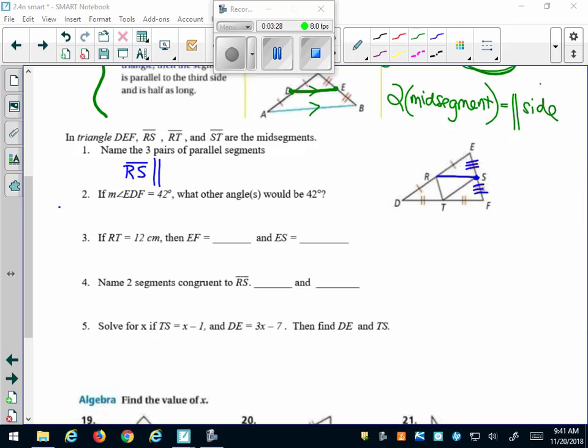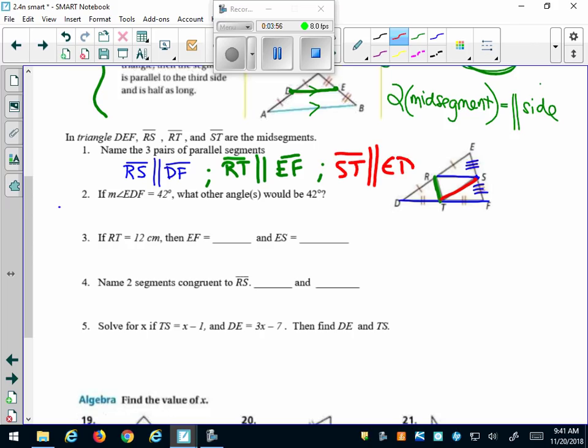RS is parallel to what? DF, right. Okay. What about RT? Parallel to what? EF. Good. And what's left here? ST parallel to ED. You guys see that?